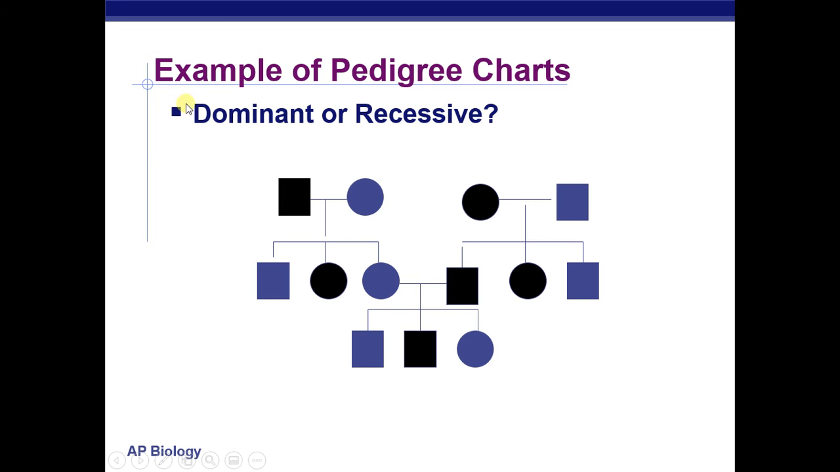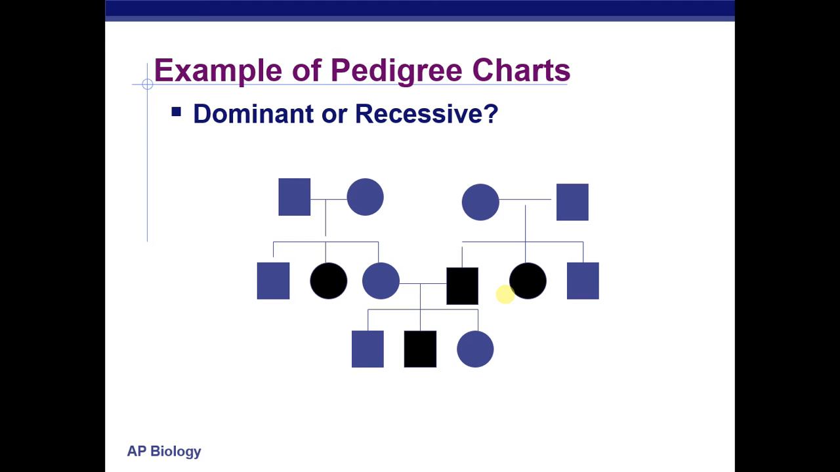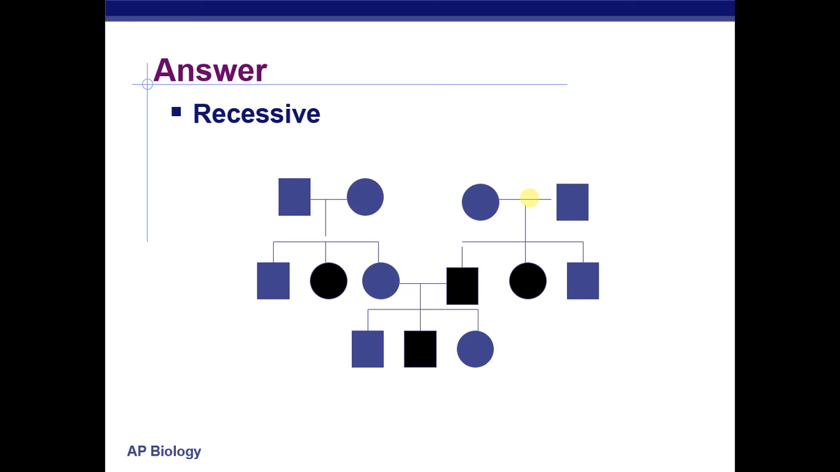So for an example, this pedigree looks dominant to me. We've got direct parent to offspring transmission here, just like this. I would say this is dominant. This, on the other hand, look at this individual, this individual, this individual. They are all affected with whatever trait this is, but neither of their parents are. Neither mother nor father in either set of parents is affected. So this can't be dominant. This has to be recessive.